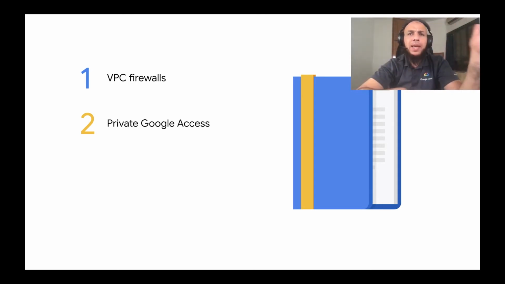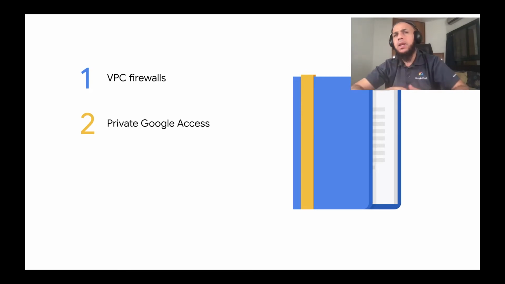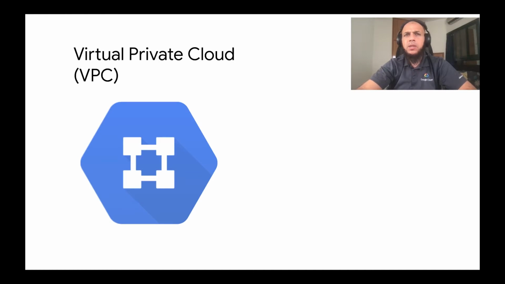And then, how do I allow access to the Google API public IP addresses with only private IPs? If I want my virtual machines not to have public IPs, but still want them to access the Google API public space, like BigQuery and Bigtable, I want them to be able to access those. Then I've got what is called Private Google Access. So let's have a look at those two from a security perspective. So Google, they've got VPCs.